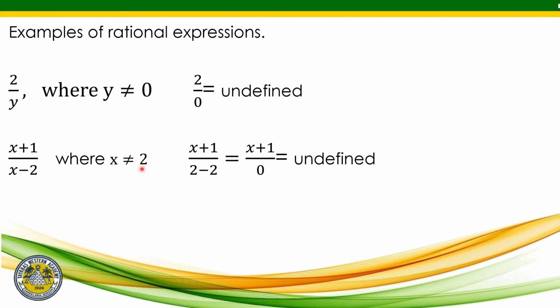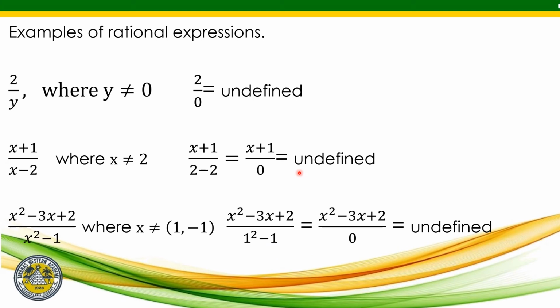Next. So, this one, x plus 1 over x minus 2. So, ang denominator natin ay yung x minus 2. So, ano ba yung number na kapag sinubtract natin sa 2, it will result to 0? So, ito yon. X should not be equal to 2. Hindi siya pwedeng maging 2. Bakit? So, x plus 1, yun yung numerator natin, over 2 minus 2 is equal to x plus 1 over 0 is equal to undefined again. So, ganun kahalaga kung bakit hindi pwedeng maging 0 ang ating denominator.